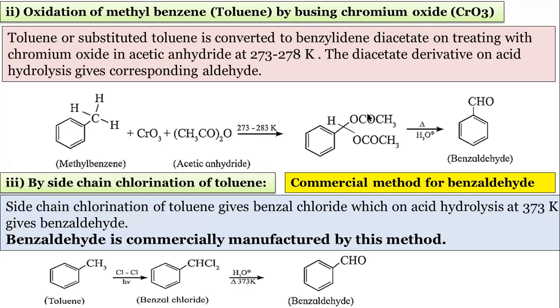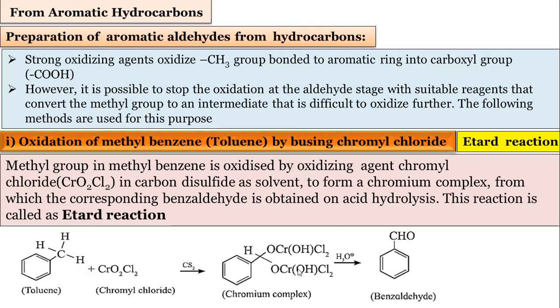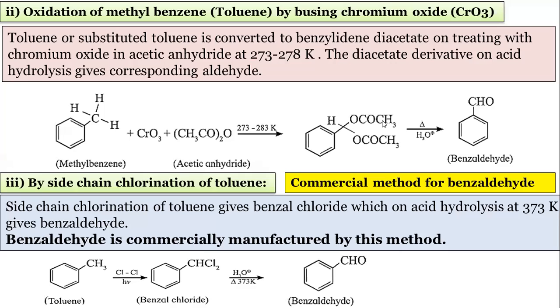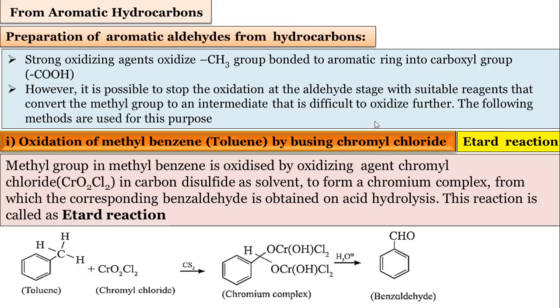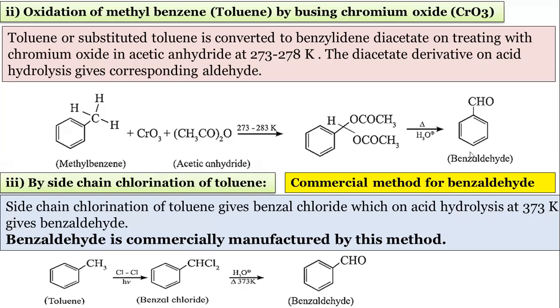We get again the intermediate formed. Same intermediate like this one. Chromium complex. Chromium complex is formed by chromyl chloride, but this complex is formed by CrO3. It is the same complex like this, with OCOCH3, OCOCH3. Again, acidic hydrolysis, we get benzaldehyde. The process is same, only the complex is different here, and the reagent is different. So these are the two methods by which we can prepare aldehydes by using methyl benzene.